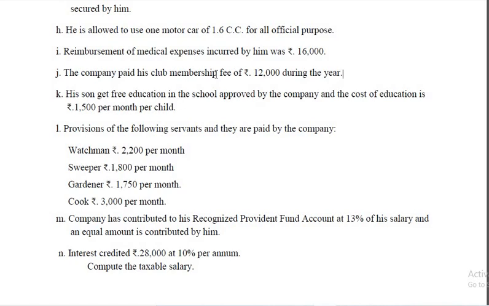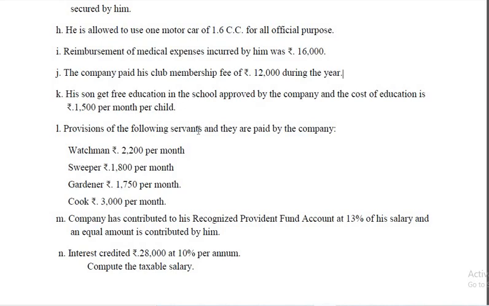Son gets free education in the school approved by the company, and the cost of education is 1,500 per month per child. If the amount is up to 1,000, then it is exempt. But here it is more than 1,000, therefore the amount is fully taxable. So 1,500 into 12 is fully taxable. If it is 1,000 or less than that, then for 2 children it is exempt.